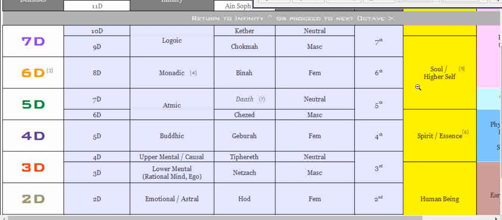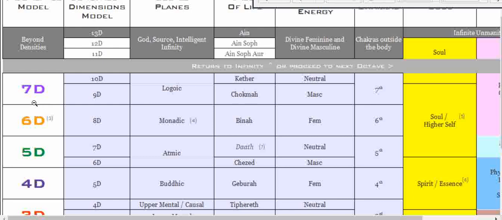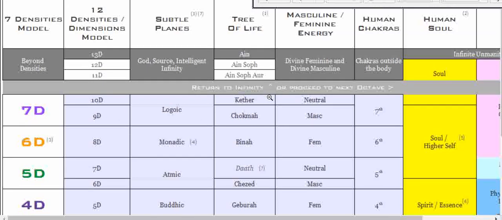Soul, higher self. So the 6D to 5D is on those higher self. And here you have the 7D. Oh, and the 12 density model.